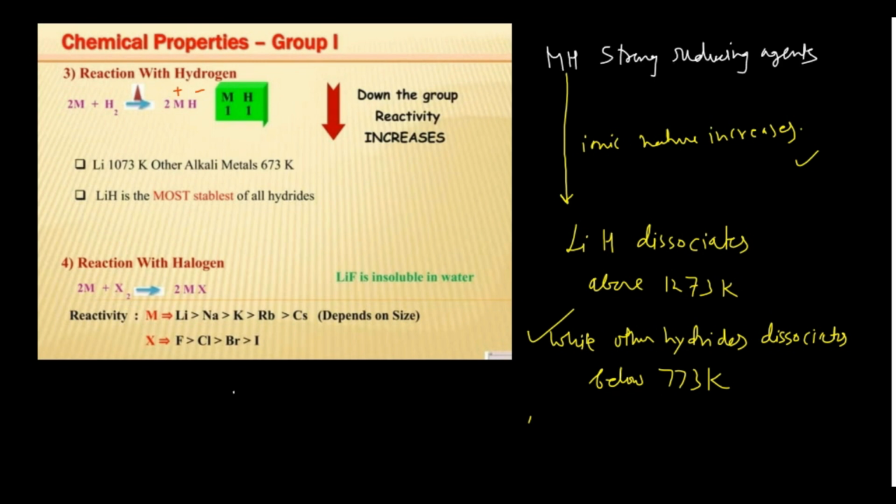Okay, the alkali metal hydrides are very strong reducing agents, and their reducing property increases with decrease in stability. Please remember. Generally, lithium is very important in organic chemistry. When you do organic chemistry, you must have learned about this very famous reducing agent, lithium aluminium hydride, or lithium borohydride.